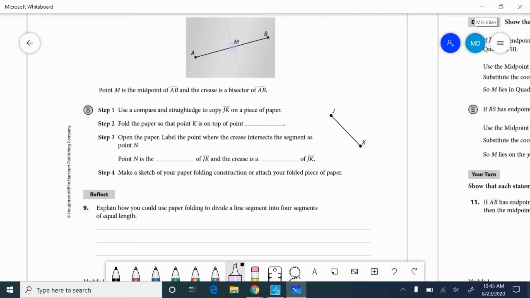So, for B here, step one, use a compass and a straight edge to copy segment JK on a piece of paper. If we were doing this, we would take a compass to create this line segment on a piece of paper. Step two, we would fold the paper so that point K is on top of point, ready? What is it going to be? Point J.